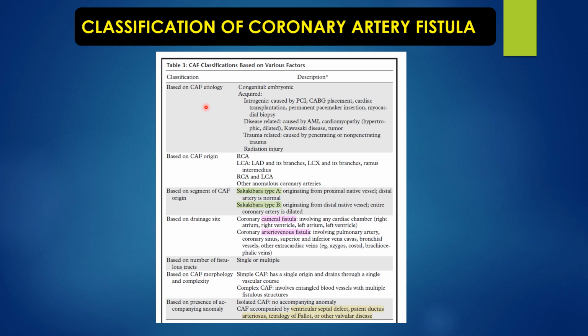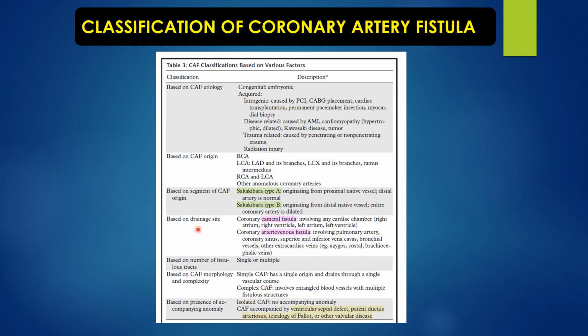it can be classified based on etiology: congenital, where it is embryonic in nature, or acquired, which can be because of iatrogenic causes, trauma, radiation injury, or disease-related. Based on the coronary arterial origin, it can be the right coronary artery, LCA and RCA, or other anomalous coronary arteries. Based on the segment, which we already saw, type A or type B. Type A if it is originating from the proximal native vessel, B if it is originating from the distal native vessel. Here the distal artery is normal, whereas here the entire distal artery is dilated.